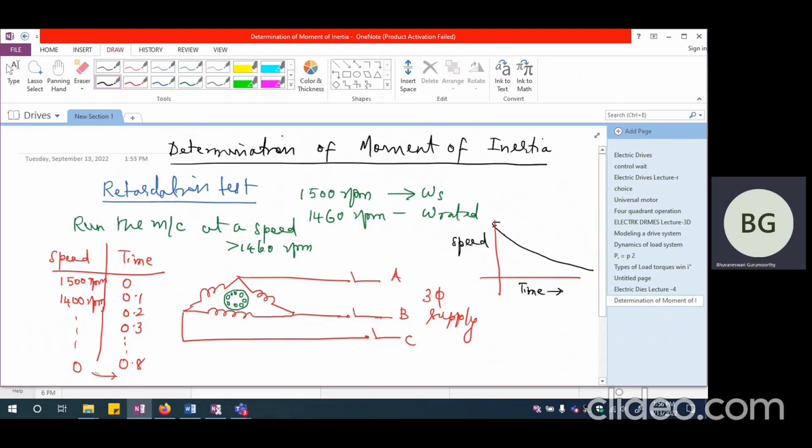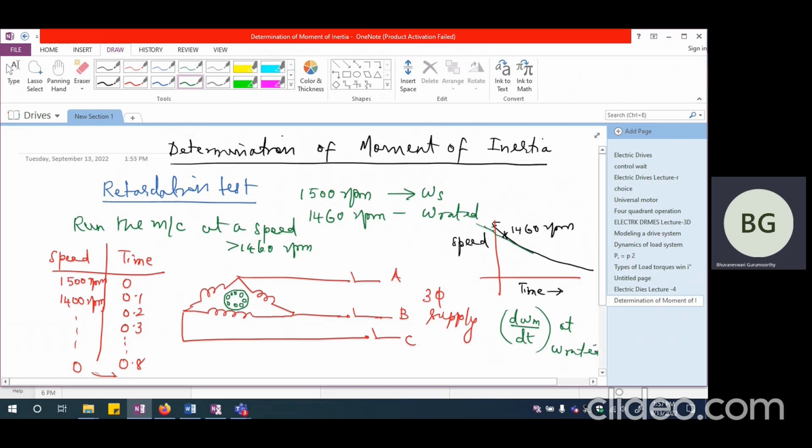Now, if I want to know exactly the slope at 1470 RPM or 1460 RPM, I should be able to draw a tangent here. So I can draw a tangent to this particular graph like this, and then calculate the slope of this tangent. That will give me d omega m by dt at rated speed.